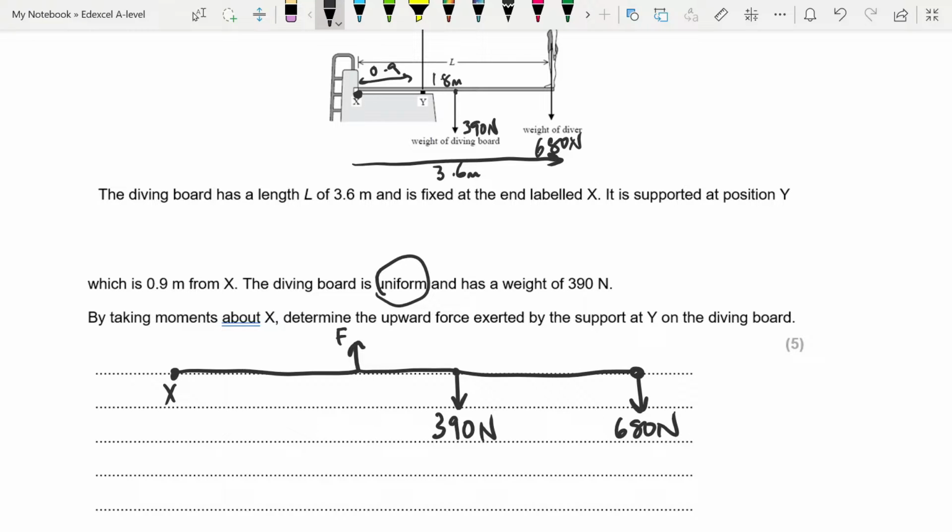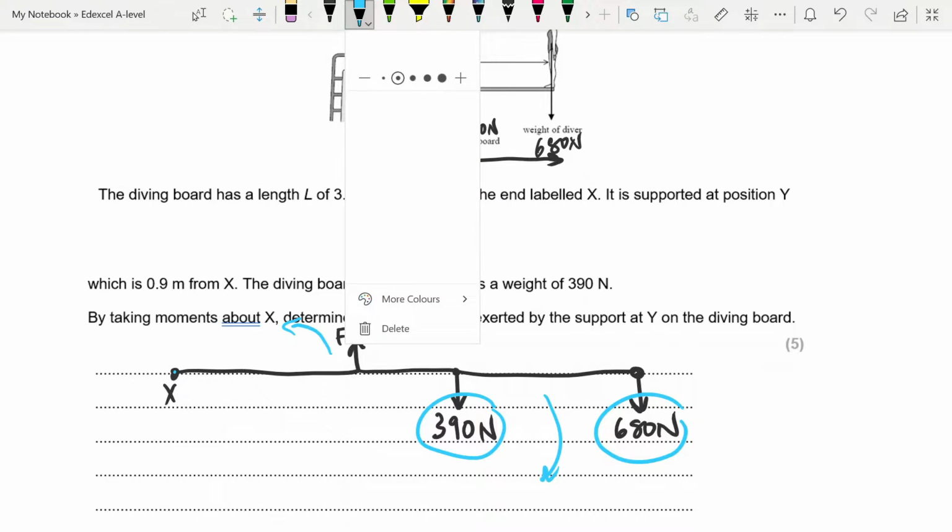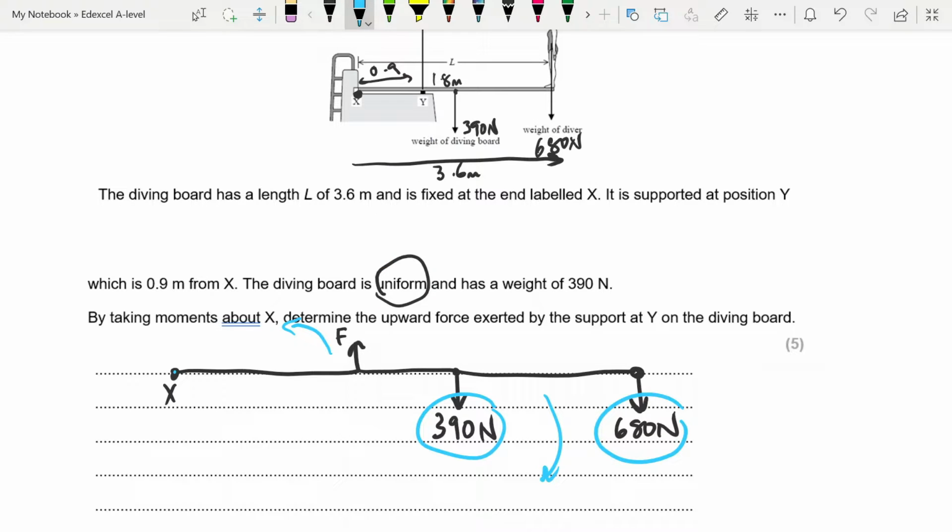We can see that the diving board weight and the diver weight are all going to cause a clockwise moment about x. So those are going to turn that around in this direction. The force from our support is going to do the opposite. It's going to provide an anti-clockwise moment. So if the diving board is in equilibrium, the sum of the moments that go clockwise is going to be equal to the sum of the moments anti-clockwise.